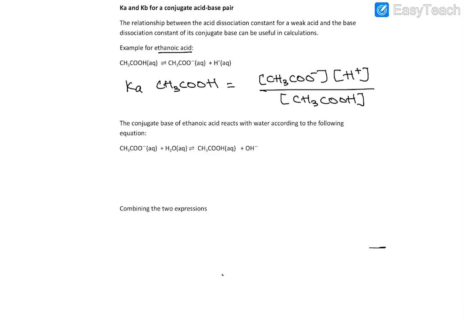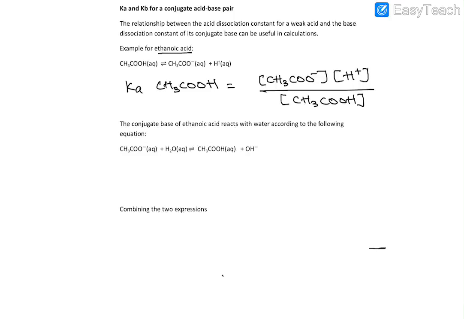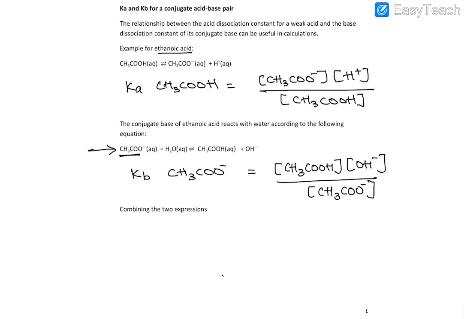Now, if you look at the conjugate base of ethanoic acid, which is the ethanoate ion, we can write an expression for the Kb value for the ethanoate ion. Pause the video, try to write down an expression for this based on the equation. So you should get this expression. Now remember, in Ka or Kb expressions, we do not include H2O because Kb is already a product of Kc and H2O concentration. So you do not include H2O here.